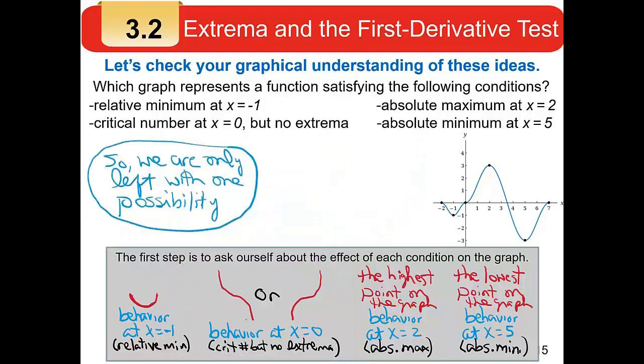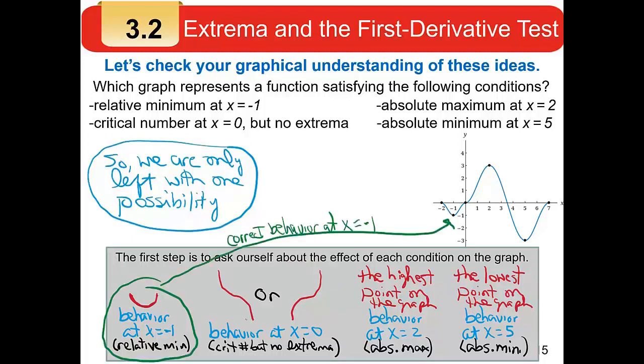Well, what do you think now? You're only left with one possibility, but let's look at it more closely and make sure that it really does satisfy. So I'll go back to the first condition. Around -1, you're supposed to get that down, up behavior, and you do. You get down, up, down, up. At 0, you're supposed to either get down, down, or up, up, and you do get up, up, so that's good.